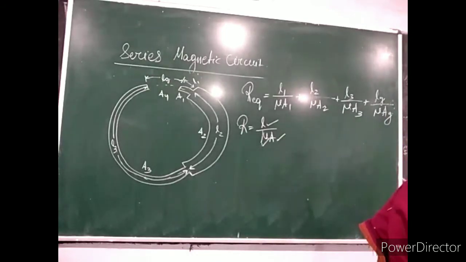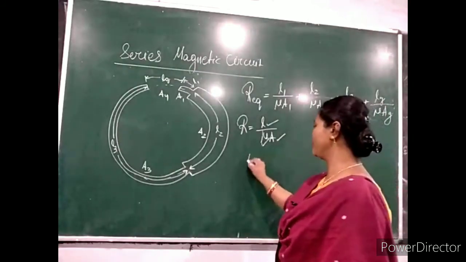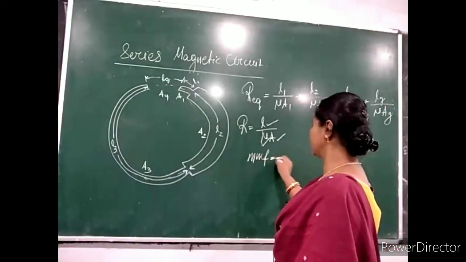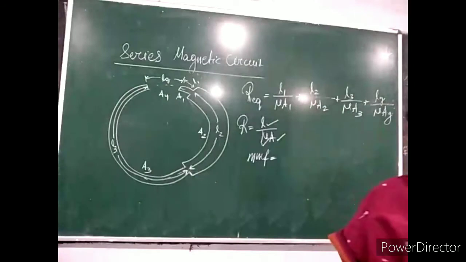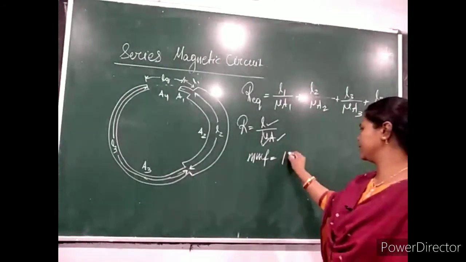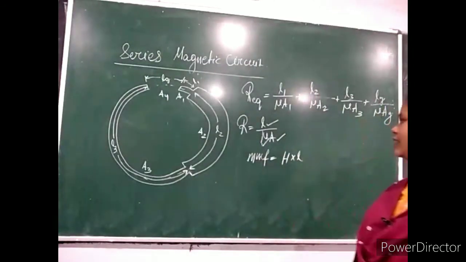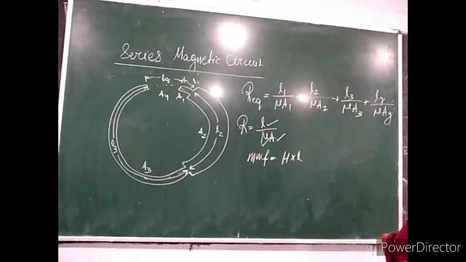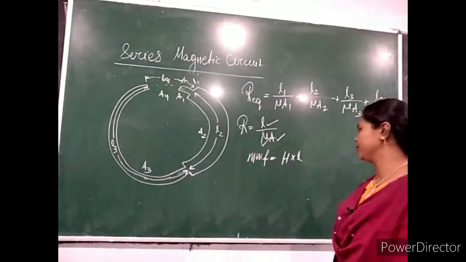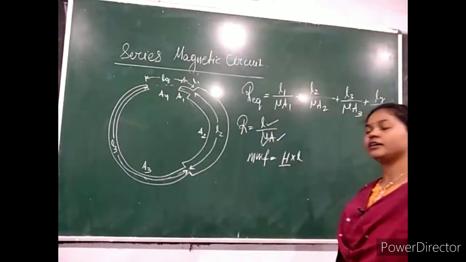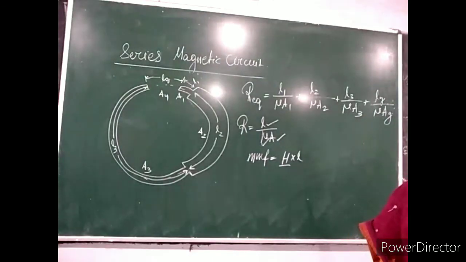And if the question is to find the MMF, then you know the MMF formula: it is H into L, because H is MMF by length of the magnetic material. So again here you have to find the intensity.